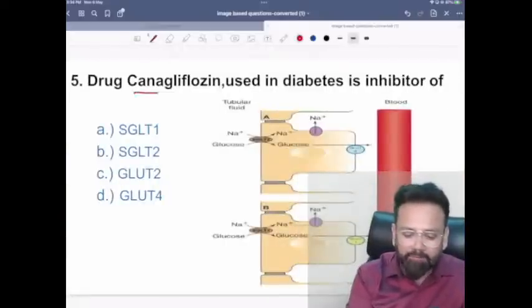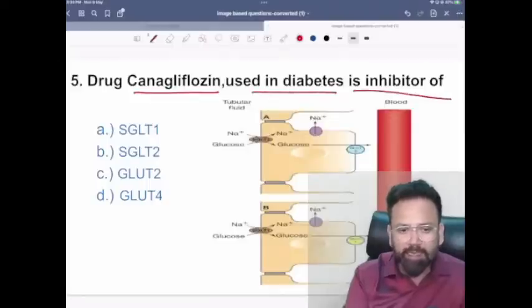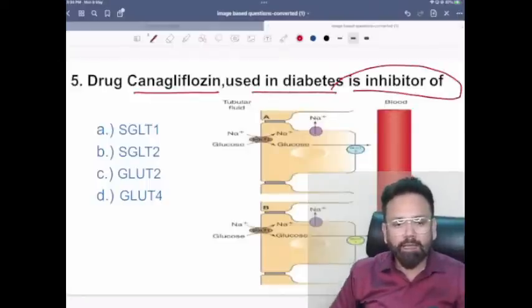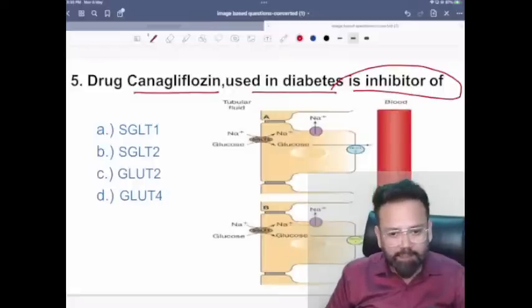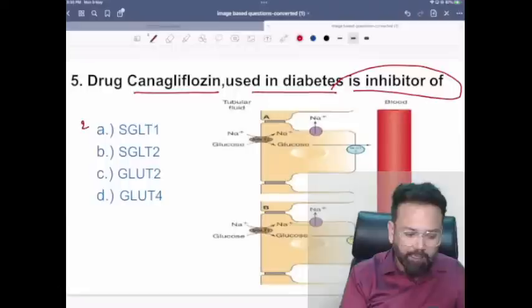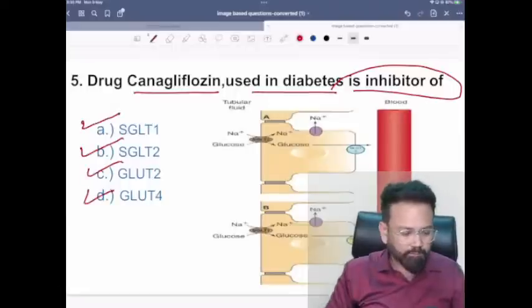Drug canagliflozin, used in diabetes, is the inhibitor of: SGLT1, SGLT2, GLUT2 or GLUT4. What is the correct answer, doctor?